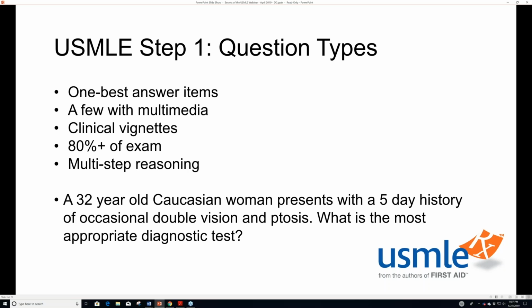anti-acetylcholine receptor antibody assays. But again, that's a simple example, a two-step question that forces you to think about the pathology, step one, the diagnosis, and then step two, the diagnostic test.